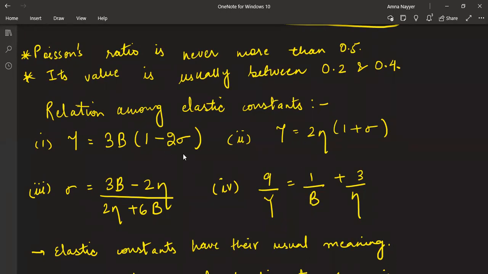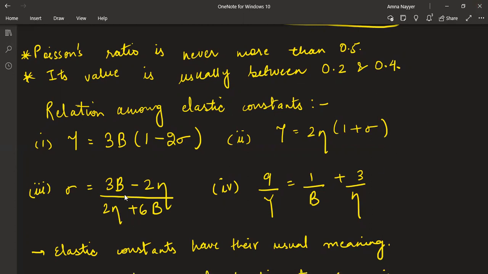Sigma is Poisson's ratio here, B is bulk modulus, Y is Young's modulus. These are more helpful for students who are preparing for their entrances. So you can write it down wherever you are required to write it, you can copy it. Otherwise, I'll not suggest any of you to learn any of these formulas. The main formulas you have to remember, that will only be helpful. Note it down. Any doubts you have while writing this?